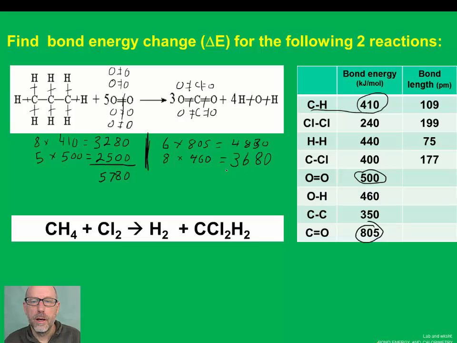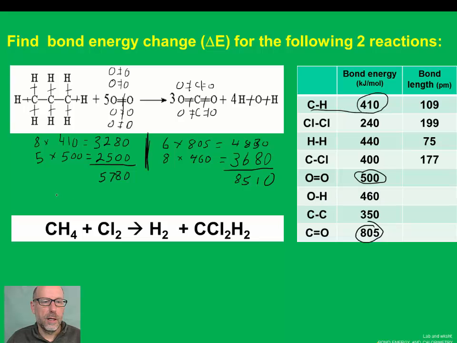All right, see if I can do my math here. 0, 1, 13, 15, 5, and 8. We're breaking 5,780 kilocalories worth of bonds, and we're building 8510. Now our formula was broken minus formed. So these are the ones that are broken minus formed.